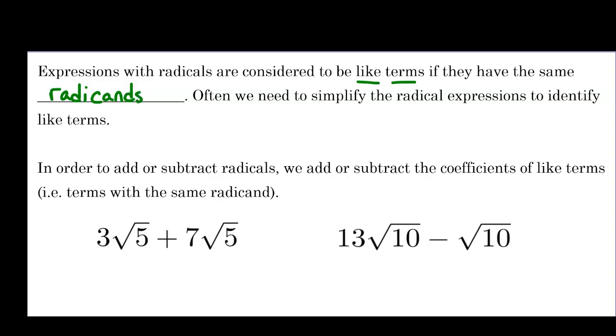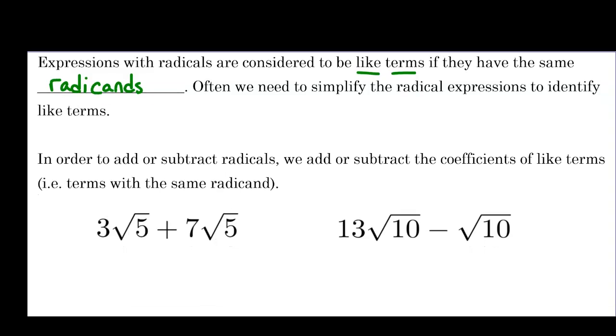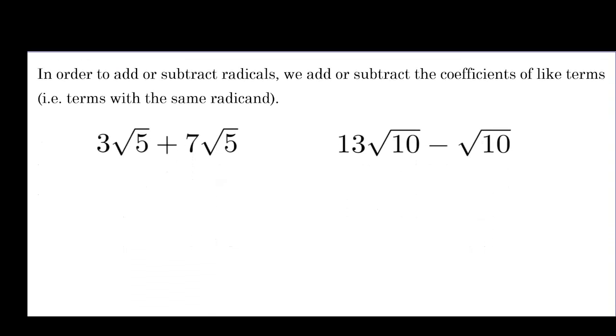Often we need to simplify the radical expressions to identify like terms. So when we originally look at a problem, we might not notice like terms until we go through a bit of simplification. In order to add or subtract radicals, we add or subtract the coefficients of like terms, that is, terms with the same radicand. So, two examples here to motivate us.